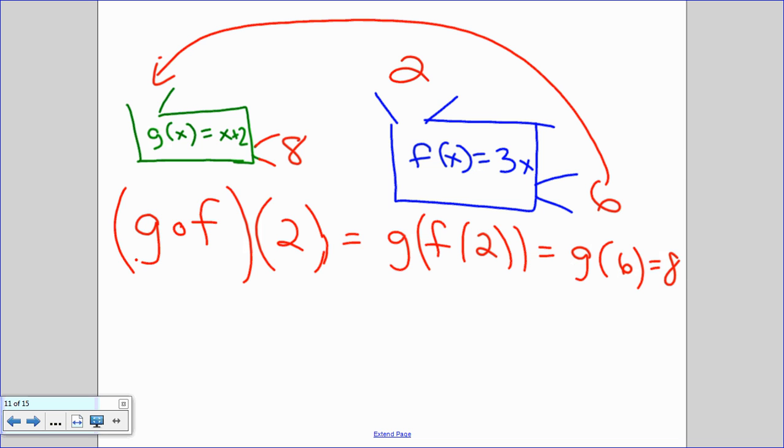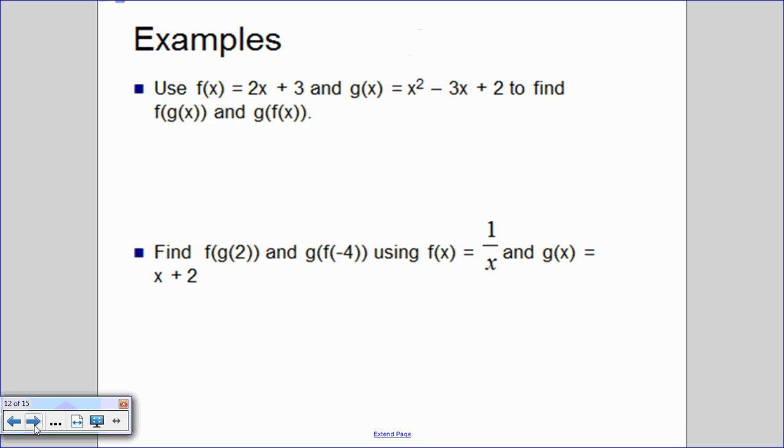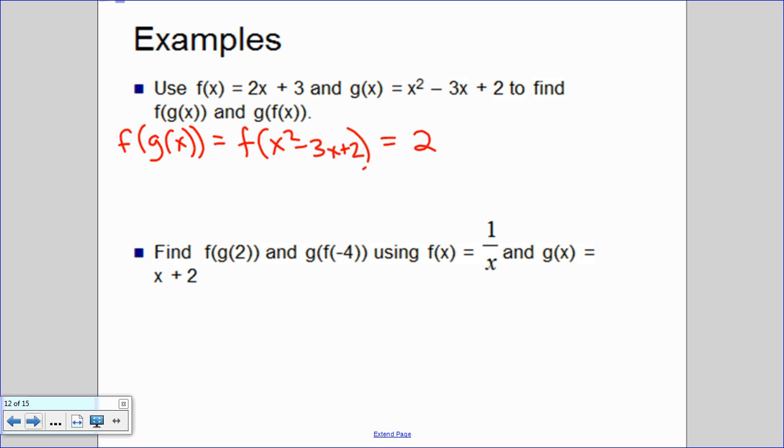I think I have another example here. Oh, here we go. So look at the examples here. They want f of g of x. That means we're going to take g of x, the rule for g of x, which is x squared minus 3x plus 2, and we're going to place that into f. So what we have here is this. f says to take 2 times something plus 3. Well, that something is x squared minus 3x plus 2.